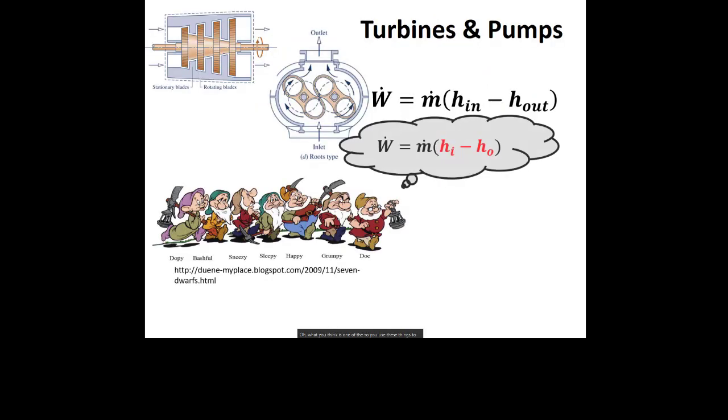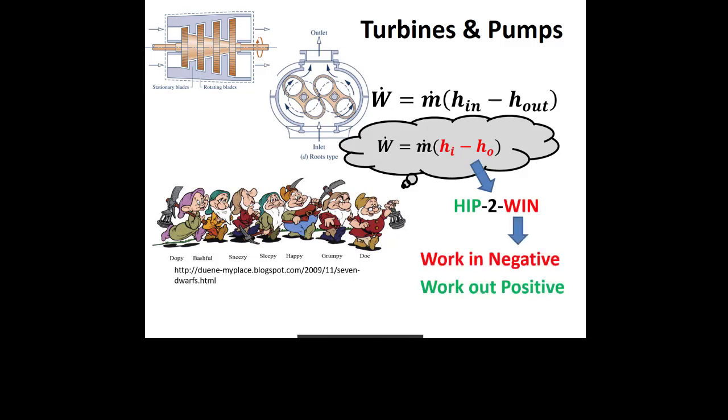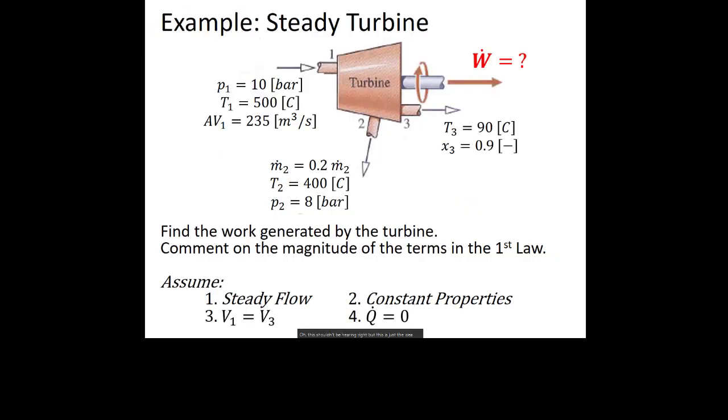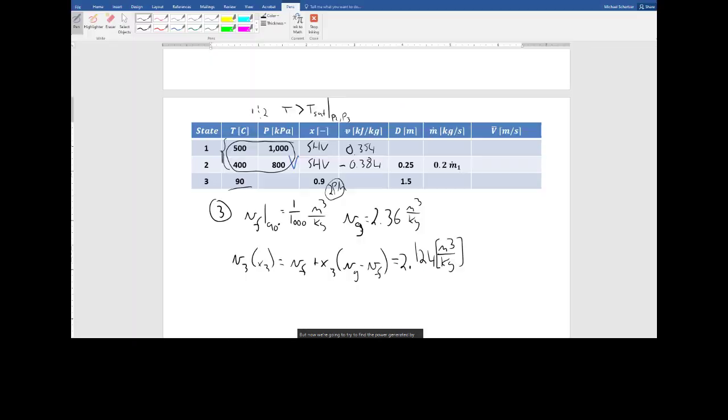Oh, this shouldn't be here again, right? But this is just the idea that turbines and pumps have the same equation, right? So we're going to do this example on the same turbine we just did a conservation of mass problem for, right? So here, we already did conservation of mass here. So we have values for these different velocities, right? But now we're going to try to find the power generated by this turbine. Okay. So we will go, oh, I gotta open it up.